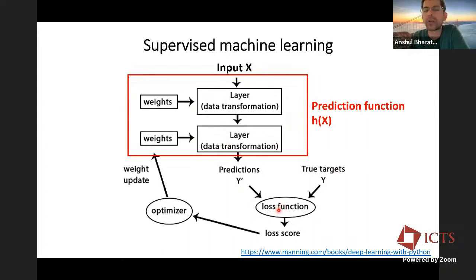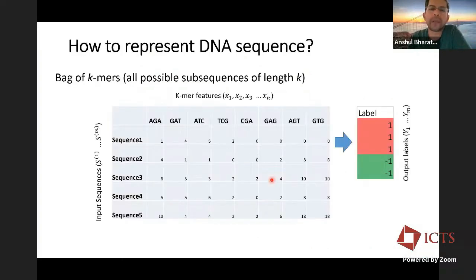You need some loss function to tell you how different the targets are from the predictions. And then you need some kind of algorithm or optimizer that takes the loss function and uses it to update the weights of the model to make the predictions as close to the targets as possible. Okay, that's classical supervised learning.